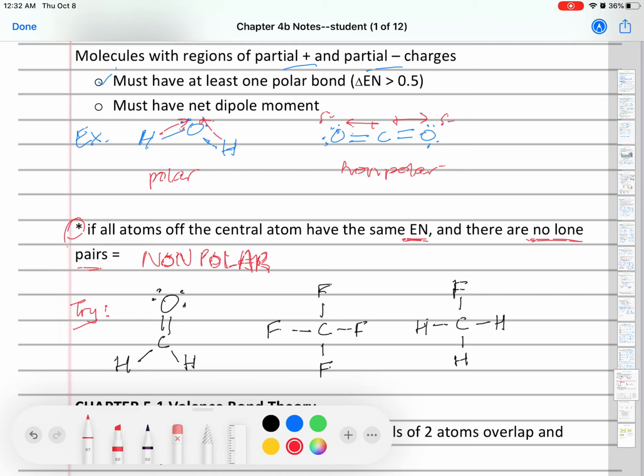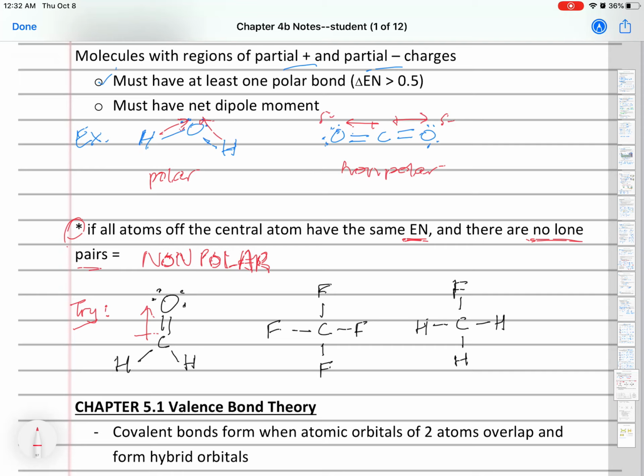All right, so this first one, carbon and oxygen. So carbon and hydrogen, that's not a polar bond. But carbon and oxygen do have a polar bond. So the dipole moment's going to be pointing up like this. This molecule is polar. The second one, carbon and fluorine bonds are polar. All right, but all of these are pulling in opposite directions, and sort of canceling each other out. In other words, all of these have the same electronegativity, and there's no lone pairs on the central atom. So this is nonpolar. And in the last one, there's only one polar bond, that carbon-fluorine bond, pulling in that one direction. So this molecule will be polar.